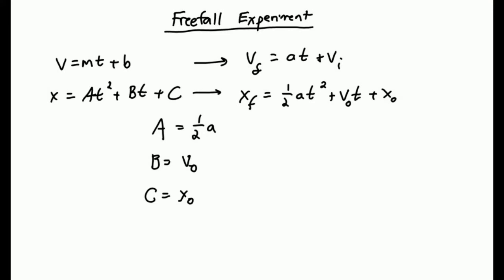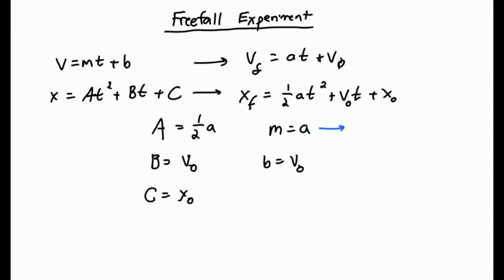And from the velocity part, we can say that the slope m is the acceleration, and the intercept b is the initial velocity. Oh, sorry, I used inconsistent notation. Let's write that as v0. So we have two different ways to find the acceleration. Of course, this acceleration now is the acceleration due to gravity g.